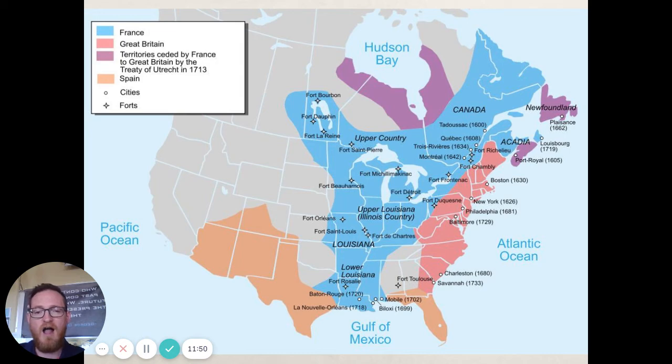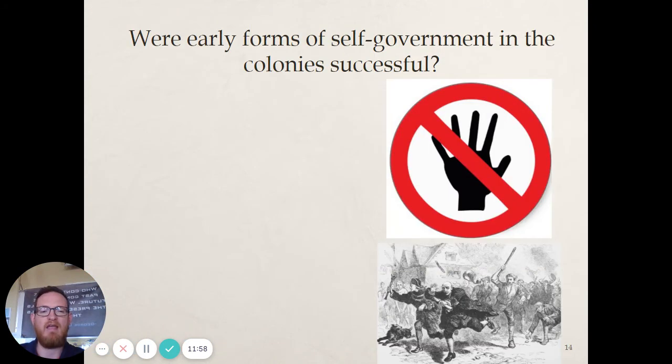You can see here this map, again, what the colonial gatherings look like. You see the French really grew in the amount of territory that they would have.